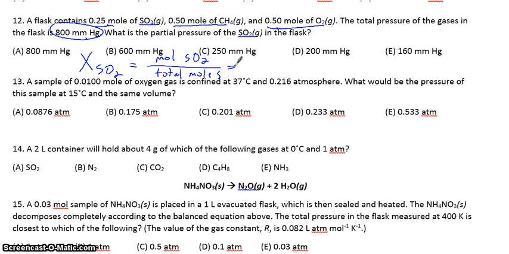So in this case, we've got 0.25. Remember, this is a multiple choice question, so no calculators allowed. We have 0.5, 0.5, and 0.25 over 1.25 moles in both cases. Now we're going to multiply, this is the mole fraction, this is the fraction of the total that's just SO2. We're going to multiply this by the total pressure, which is going to be 800 millimeters of mercury.